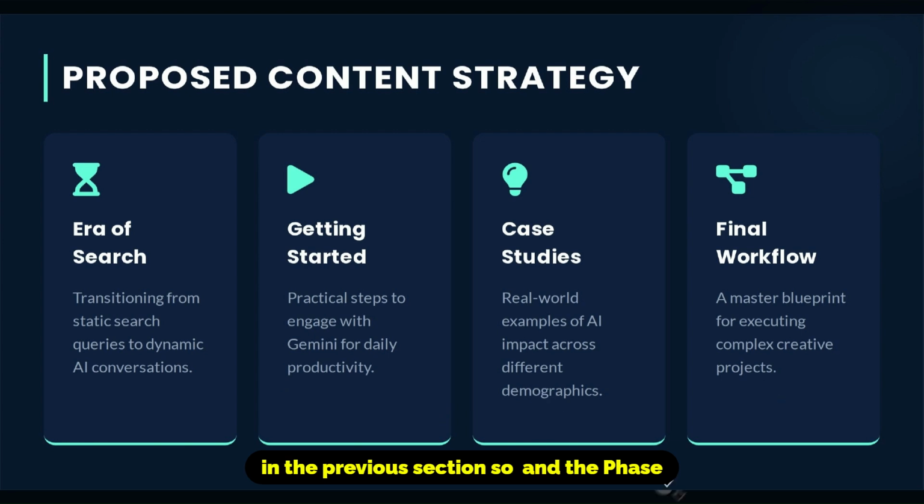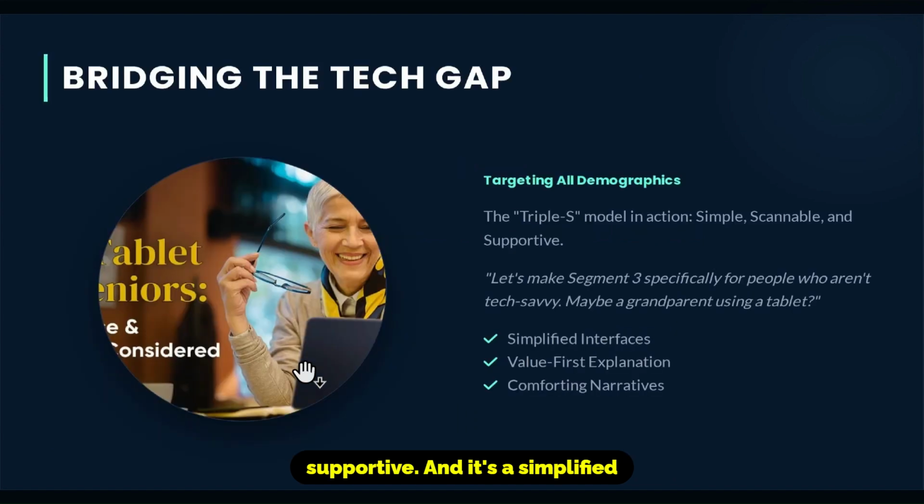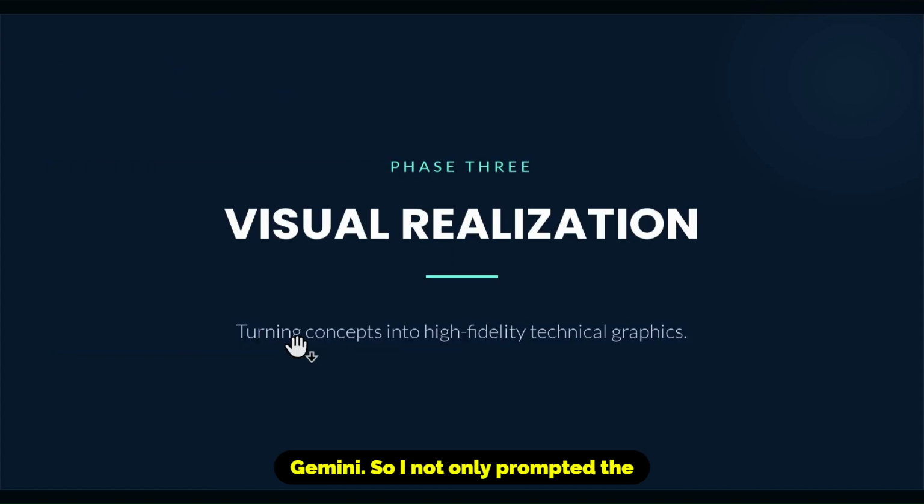And phase two is creative iteration. It is going through step by step with Gemini. And that's an advantage. We have used the triple S method: simple, scannable, and supportive. And it's a simplified interface. Anyone with basic computer knowledge can use it. Before, there was complexity, like medical jargon, and Gemini simplified everything. That's what we have seen in those two examples. And also you are turning concepts into high fidelity technical graphics. All the graphics you have seen were generated by Gemini.